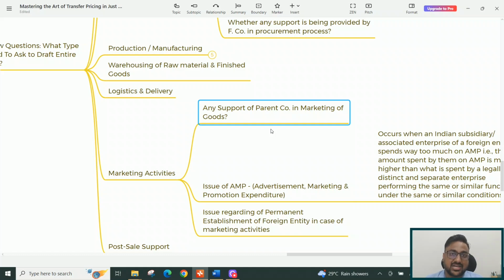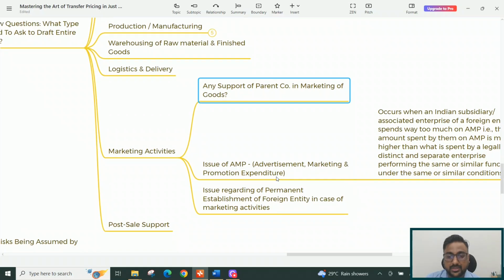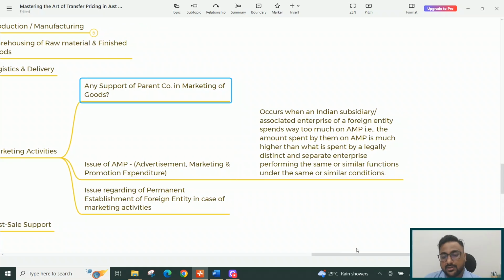Because if they are doing some extra activity for a particular Indian entity, as may happen with many major brands, like doing any event at India level, then it will obviously benefit the Indian entity, and for which they should also get the remuneration. So the transfer pricing officer will come across such things as well. I'll also discuss with you one issue. There is one famous issue of AMP in this entire marketing function, right? What is AMP? AMP is basically advertisement, marketing and promotion expenditure, which is being incurred by the Indian entity. So what is this transfer pricing issue all about? AMP is a controversial issue.